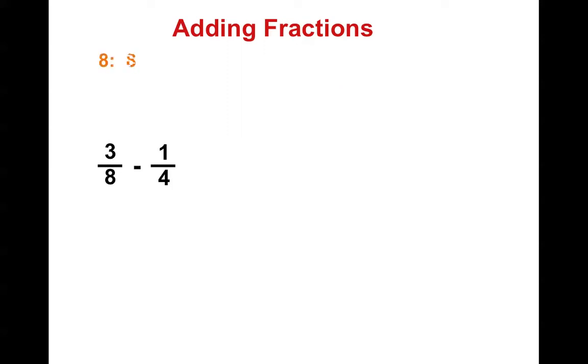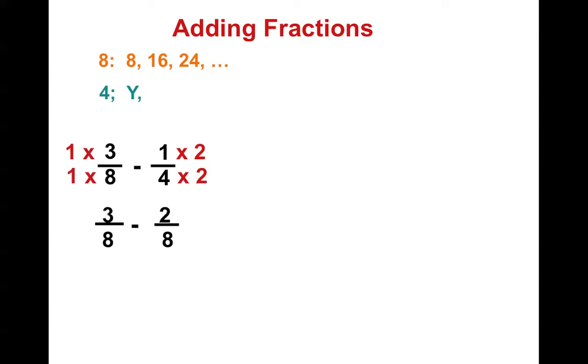If I subtract, once again, all I need to do is know my multiplication facts. 8 times 1, 8 times 2, 8 times 3, and then know my multiplication facts for 4. 4 times 1 is 4, 4 times 2 is 8. So notice I have a common denominator right here. Multiply that by 2, multiply that by 1. 3 minus 2 is 1/8.